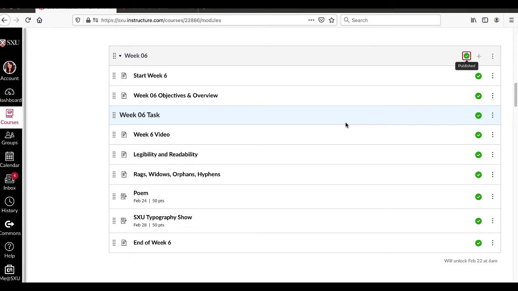Welcome to week 6. This week we're going to look at a couple more terms that you can really start thinking about whenever you're creating any piece of work. And we're going to look further at different font choices and what they mean.